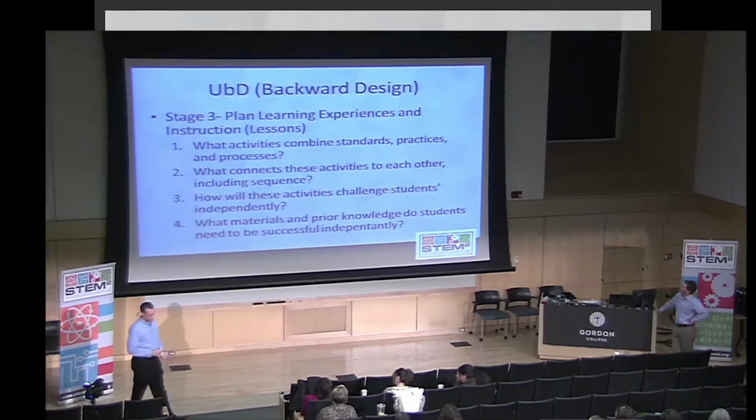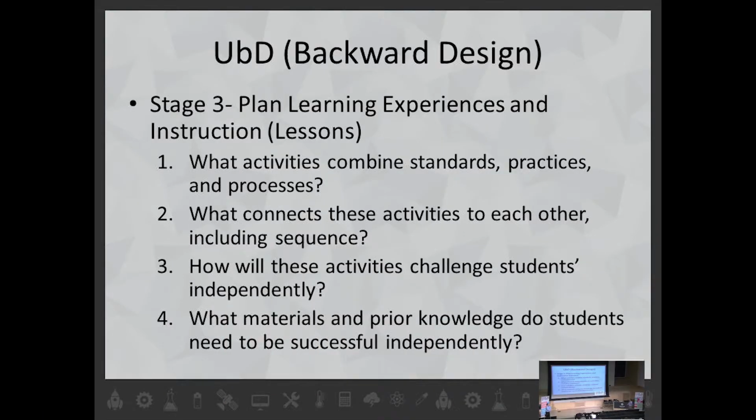Okay, so planning learning experience and instruction. Once you have what you have to do, that's stage one down, you figured that out. Stage two is how you're going to assess it, the modes of what the evidence is going to be, that what you want done got done. Stage three: how are you actually going to get the students to master this? So what activities?